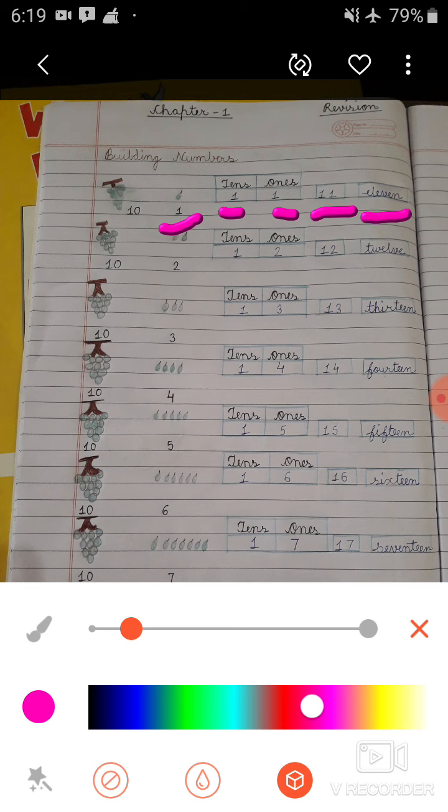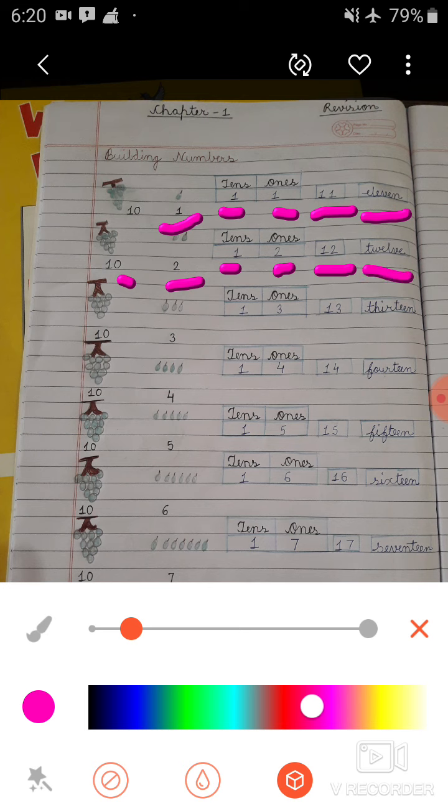Similarly, next you have to again draw a bunch of 10 grapes. Then you have to draw 2 more grapes to get the number 12. To write 12, we put 1 in the tens place and 2 in the ones place. Then we get the number 12. The number name of 12 is TWELVE, 12.